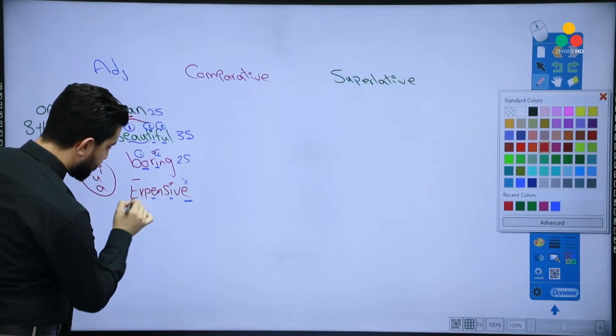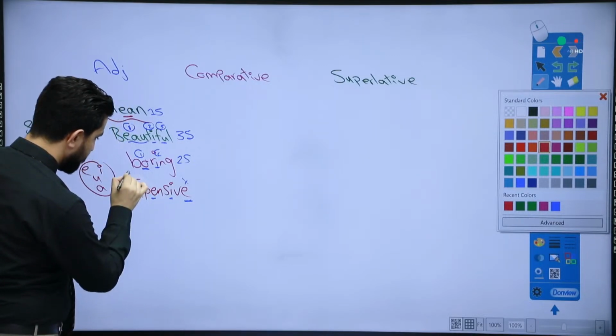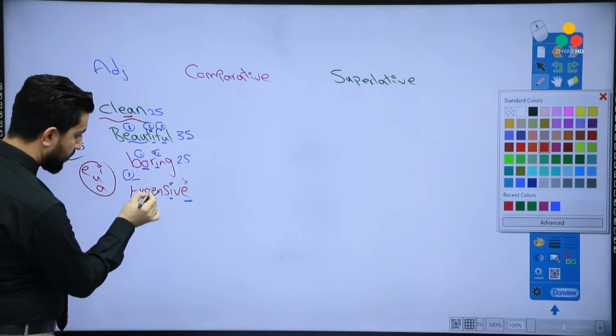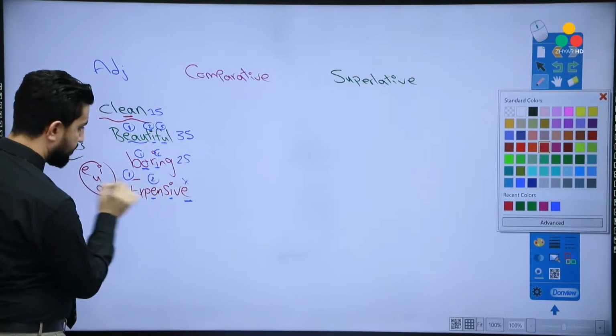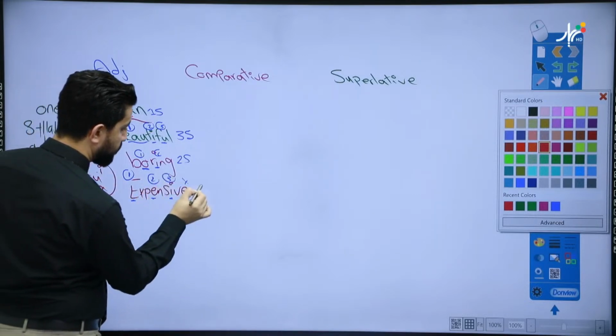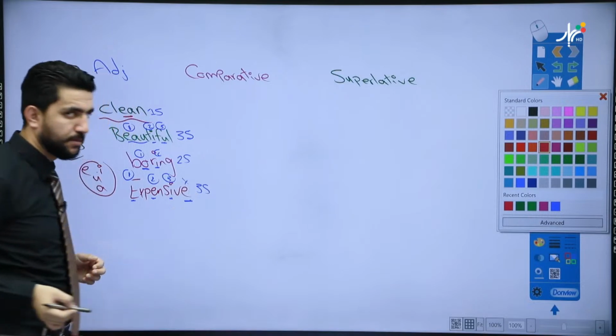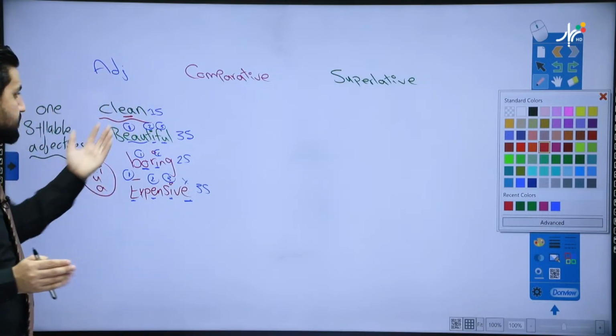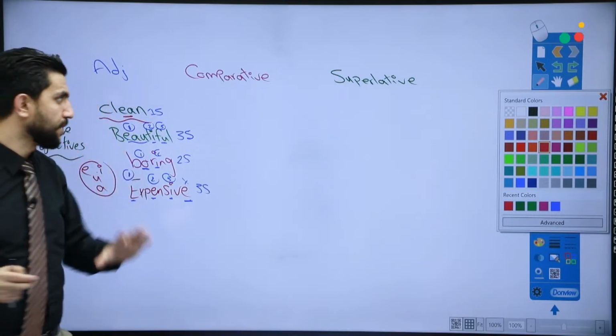So we have one E here, 1 syllable, E. Another E here, 1 syllable. And I is also a vowel, so 3 syllables. We have 3 syllables. So now we talked about syllables. How do you know if it's 1 syllable or 2 syllables?